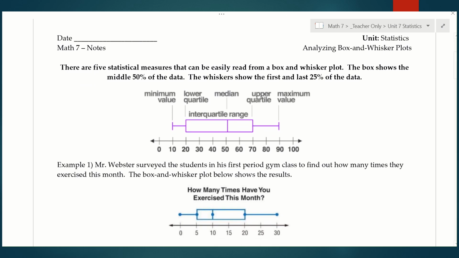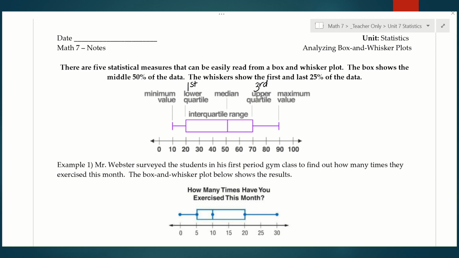Today what we're going to do is be analyzing some box and whisker plots that are already created for us. Just as a quick review from the previous lesson, remember there are 5 statistical measures that we can easily read from a box and whisker plot. The box shows the middle 50% of the data and the whiskers show the first and last 25% of the data. In the previous lesson, we talked about the 5 critical values: the minimum value, the lower quartile, which we also call the first quartile, the median, the upper quartile, which we also call the third quartile, and the maximum. Those are our 5 critical values that we need in order to create a box and whisker plot.